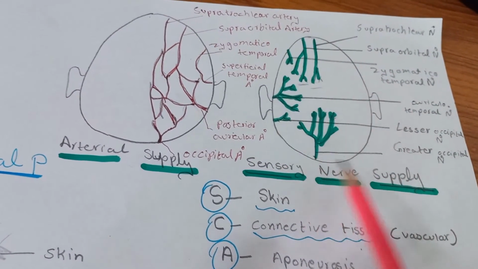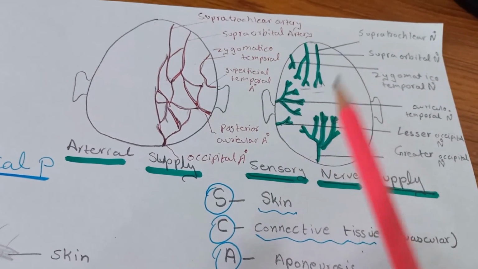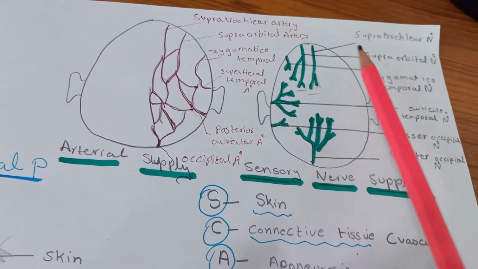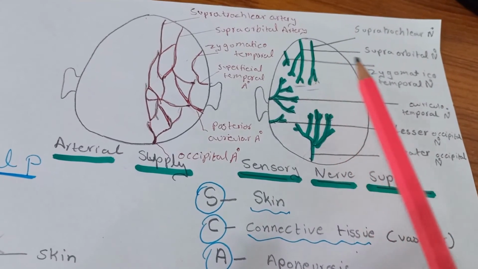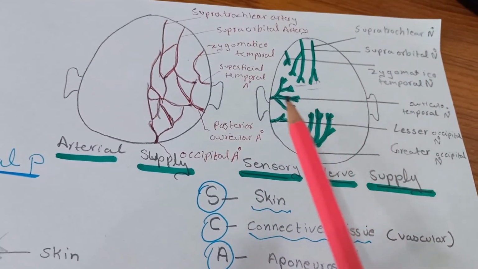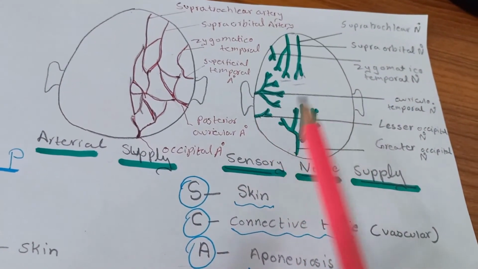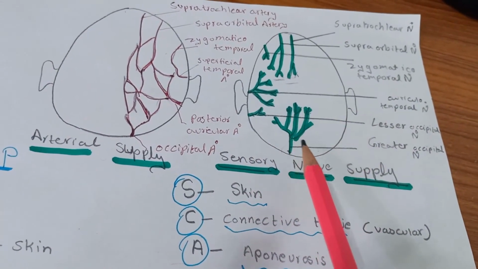So this is the sensory nerve supply, which is basically supplied by the supratrochlear nerve, supraorbital nerve, zygomaticotemporal nerve, auriculotemporal nerve, lesser occipital nerve, and greater occipital nerve.